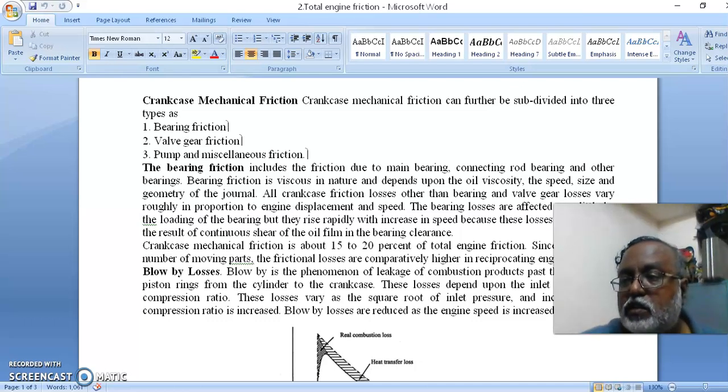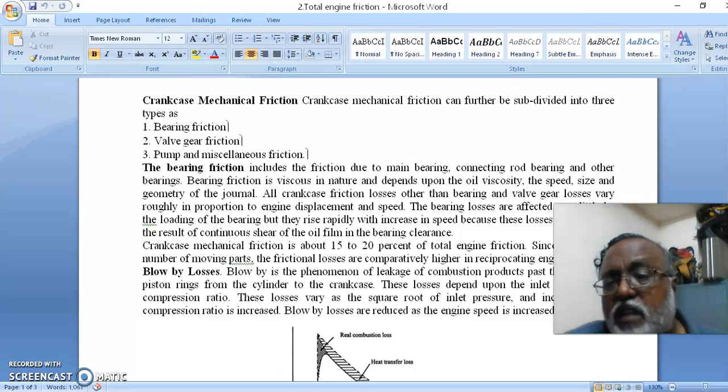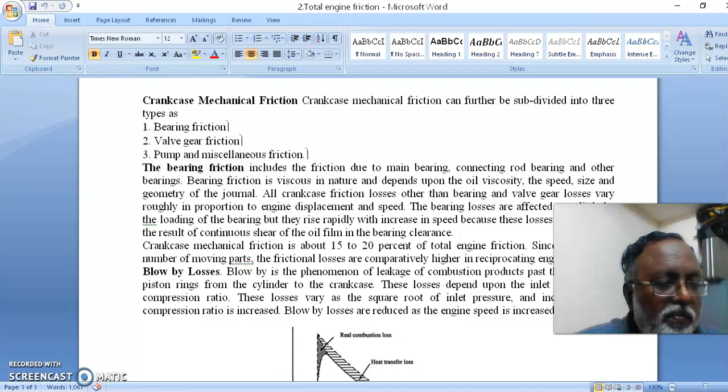We can reduce the blow-by loss by increasing the speed of the engine. Let us continue the remaining part in the next.